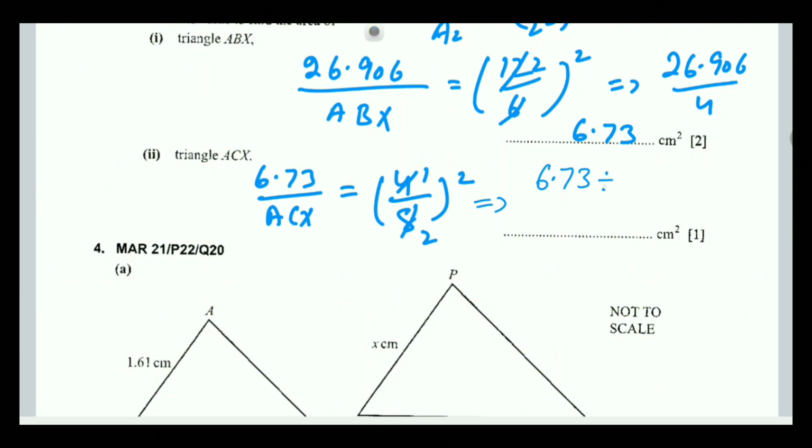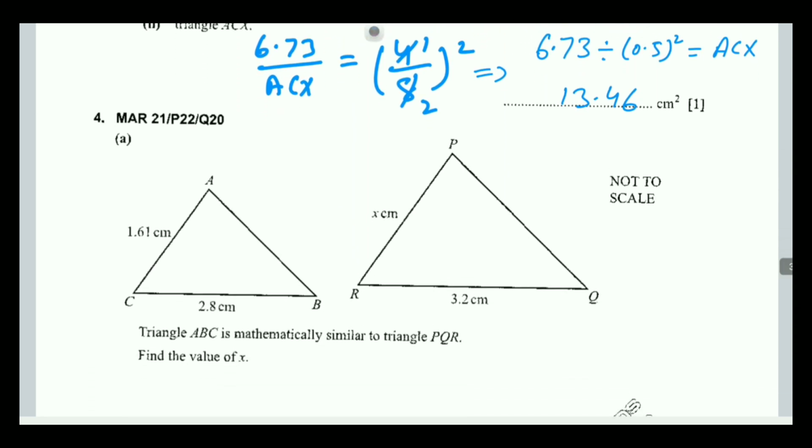6.73 divided by 1 by 2 square, meaning 0.5 square, equals ACX, and you can say 1 by 2 whole square will be cross multiplied. ACX will go on the other side, and 0.5 whole square will come here with 6.73 and will be divided. If we put it in the calculator, our final answer will be 13.46. So this is our final answer. Let's solve the next question.